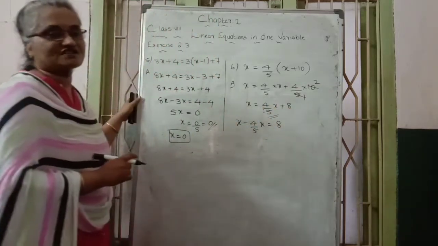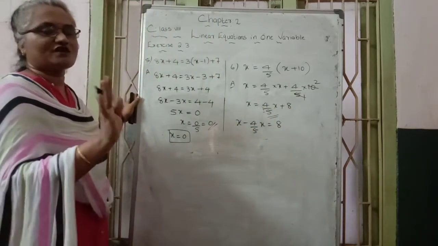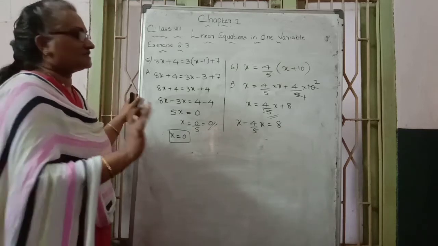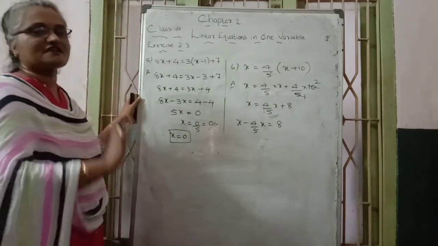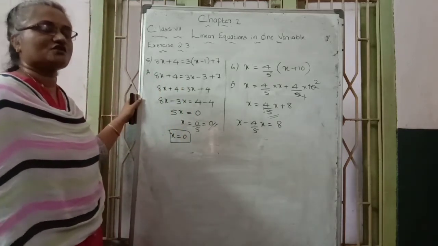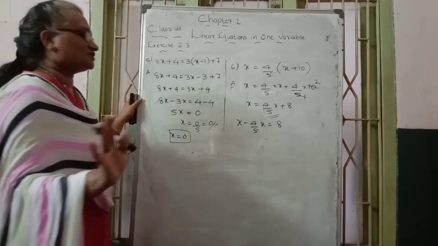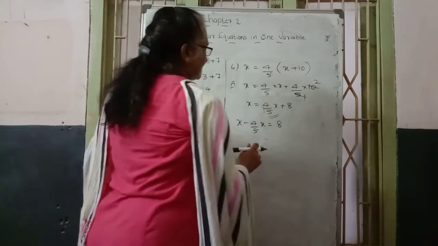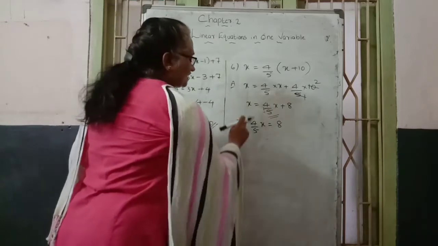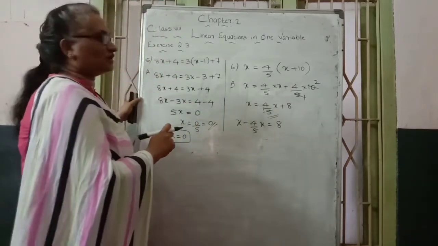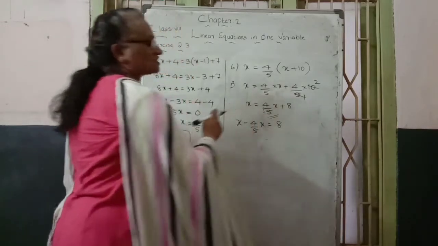The constant 8 is a plus 8, so again we need not put the plus sign; it is understood as a positive integer. Don't be confused with that. Then next, the x coefficient is 1 in whole number form, and the other is in fractional form.